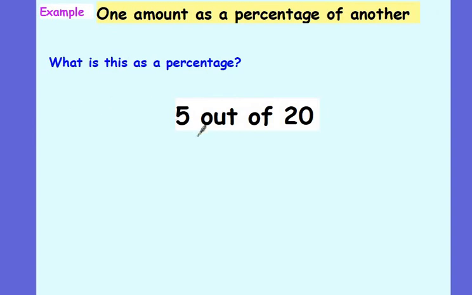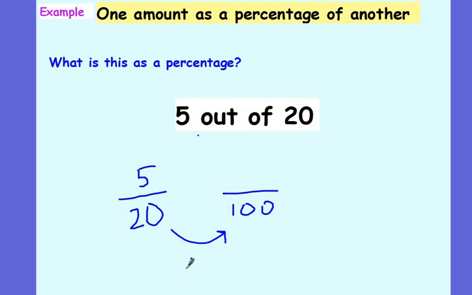What's 5 out of 20 as a percentage? I'm going to start by writing it as a fraction. 5 out of 20 just means 5/20ths. I can then apply the same logic that we just did, making the denominator 100, doing the same to the top and the bottom, gives me 25 out of 100, which is 25%.